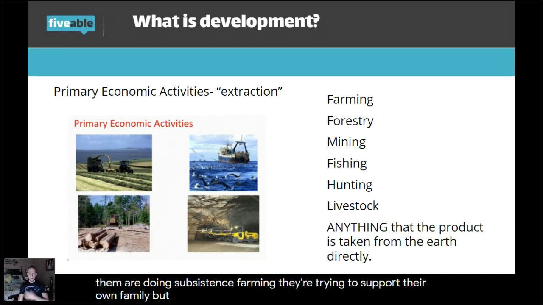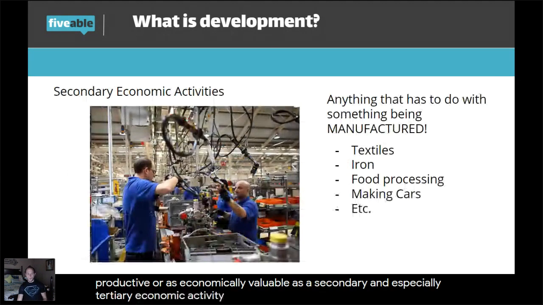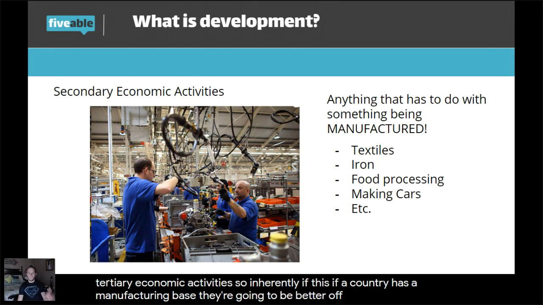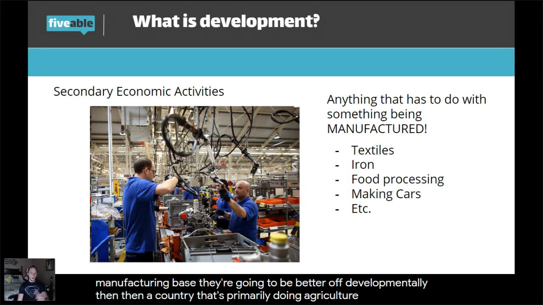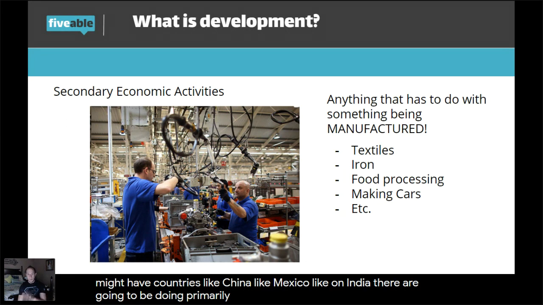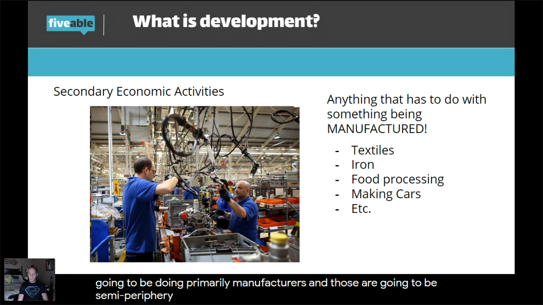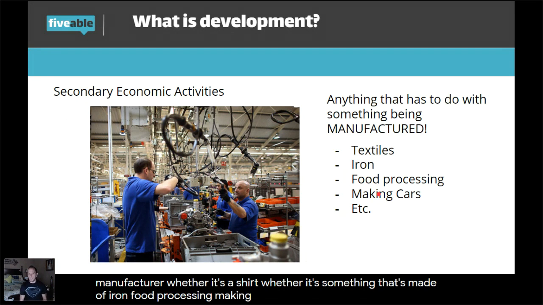But agriculture in and of itself is just not going to be as productive or as economically valuable as secondary and especially tertiary economic activities. So inherently, if a country has a manufacturing base, they're going to be better off developmentally than a country that's primarily doing agriculture. All right, so you might have countries like China, like Mexico, like India. They're going to be doing primarily manufacturing, and those are going to be semi-periphery. So anything that's manufactured, whether it's a shirt, something made out of iron, food processing, making cars. There are different variations of what you're looking at here.